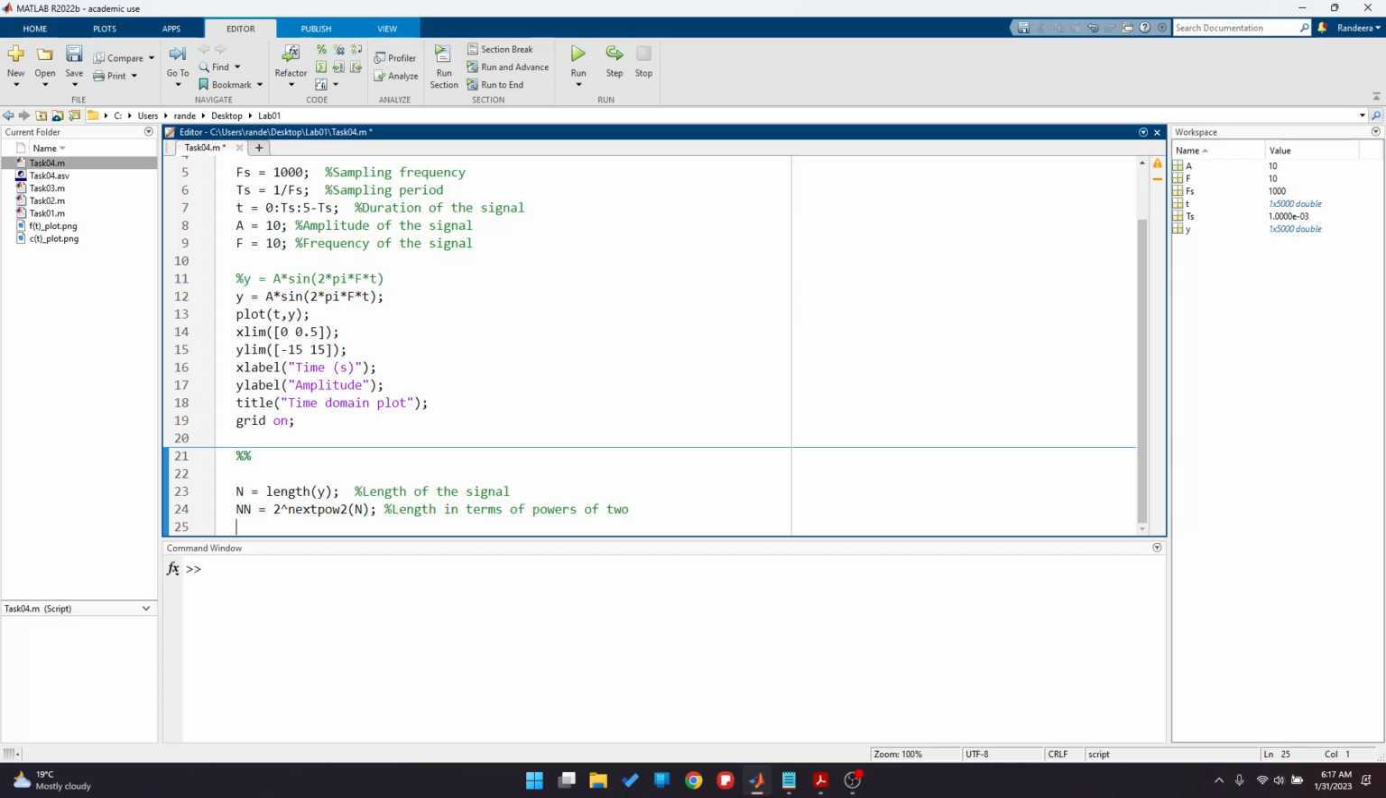After this, I can directly compute the fast Fourier transform using the command fft. So I will say capital FFT equals, the command is actually simple, fft, and I need to compute the fast Fourier transform of the signal y. This is our main signal, a sin omega t, and the length of the signal in powers of 2, so capital NN. So this will be the FFT of the signal y.